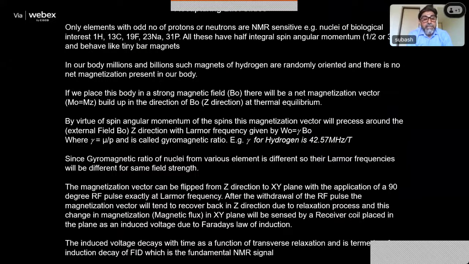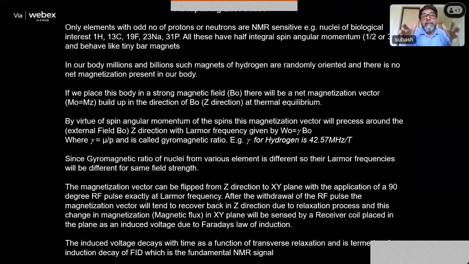And this change in magnetization in the xy plane will be sensed by a receiver coil, which is a tank circuit, an LC circuit, tuned to a resonance frequency of the Larmor frequency. Then, because of electromagnetic induction, voltage will be induced in this coil, which is the fundamental NMR signal called FID. The induced voltage decays with time as a function of transverse relaxation and is termed free induction decay.